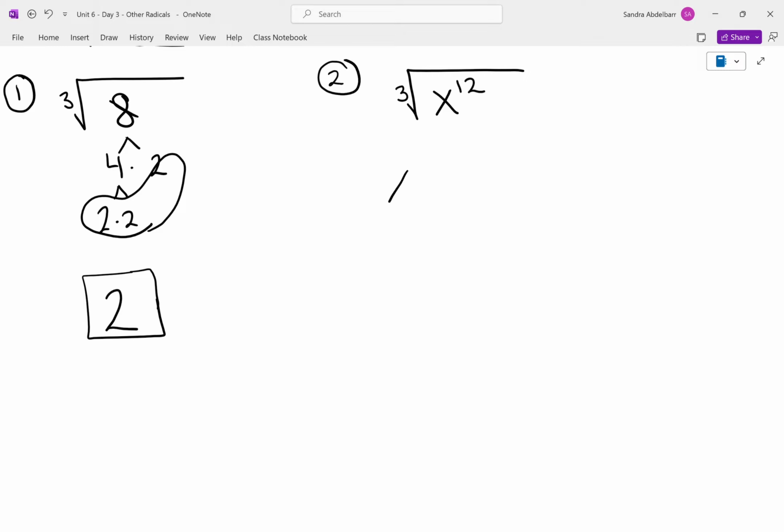So right now, I'm going to take 12 and divide by 3. That gives us 4. So that means x to the 4th is coming out. Is there anything left on the inside? No, nothing left on the inside.